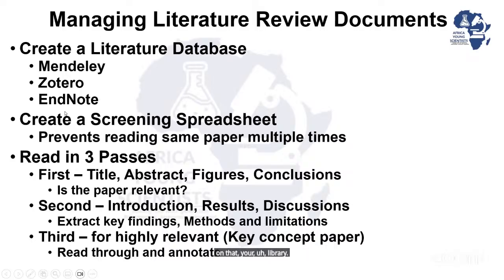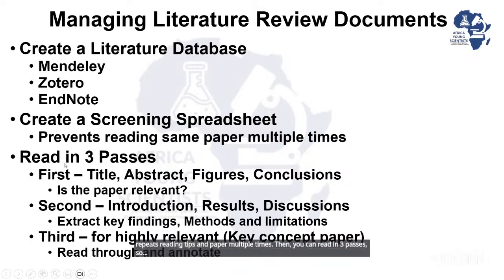Or if you want to go the route of a screening spreadsheet, you can have the name of the author of the paper, the authors, the topic, then the major significant findings of the paper. That will help you not to repeat reading the same paper multiple times.